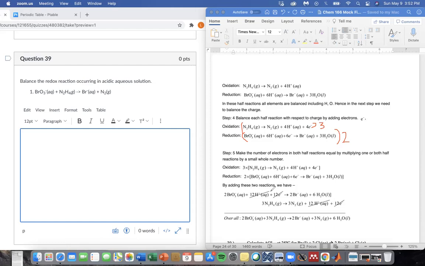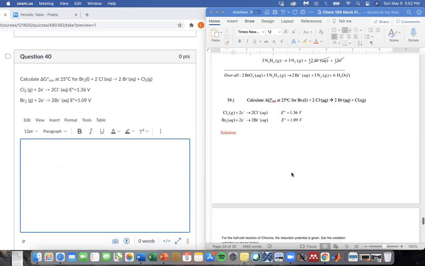2BrO3 plus 12H plus 12e negative yields 2Br minus plus 6 H2O. And then we have 3 N2H4 yields 3 N2 plus 12H plus 12e. Our electrons cancel, and actually our H pluses cancel as well. And so all we're left with is just 2BrO3 plus 3 N2H4 yields 2Br minus plus 3 N2, and the 6 H2O account for the hydrogens and the oxygens.